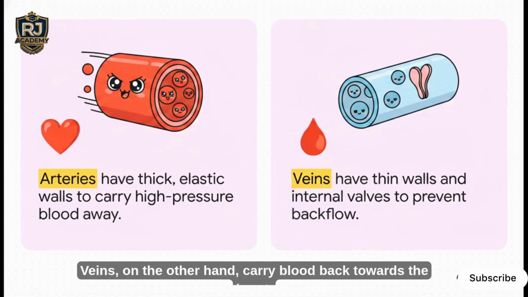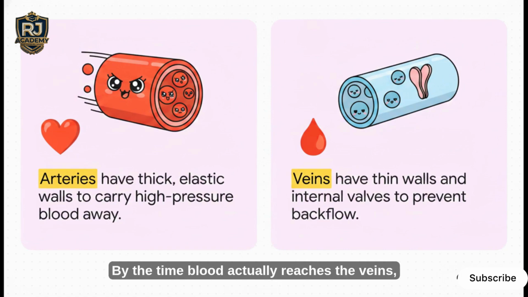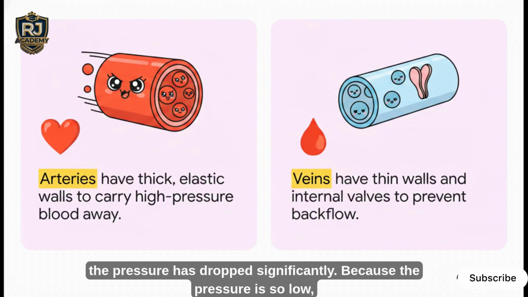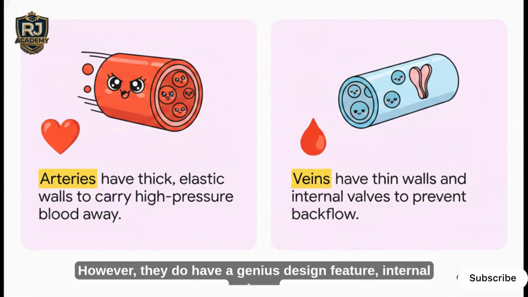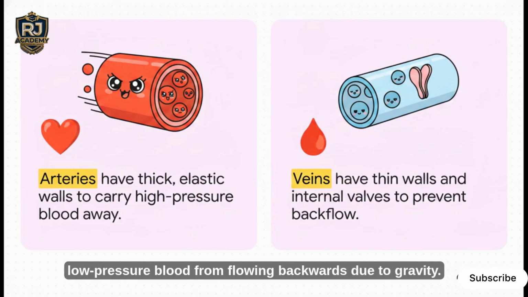Veins, on the other hand, carry blood back towards the heart. By the time blood actually reaches the veins, the pressure has dropped significantly. Because the pressure is so low, veins don't really need those thick walls. However, they do have a genius design feature: internal valves. These valves are absolutely crucial because they prevent that slow, low-pressure blood from flowing backwards due to gravity.